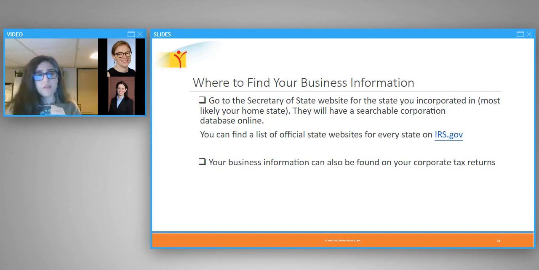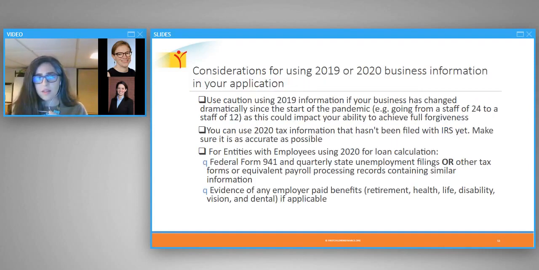You can find a list of every state's Secretary of State website on irs.gov. And navigating through the federal government website, you can just be sure that you're on official state websites the whole time you're searching for that information. You can also find all of the business information you'll need on your corporate tax returns, and we'll walk through where to look for those as we go through the application form. So if you don't have that information readily available, these are some additional places you can find that information.